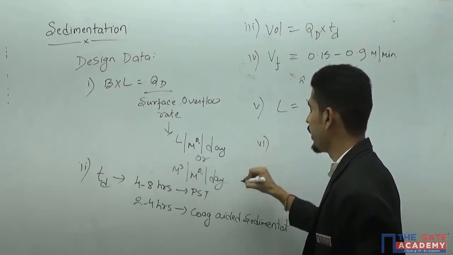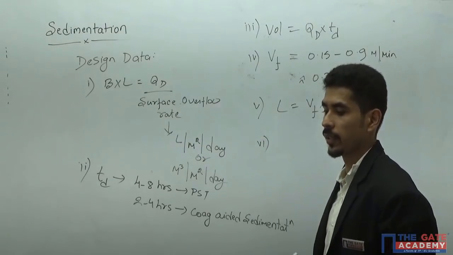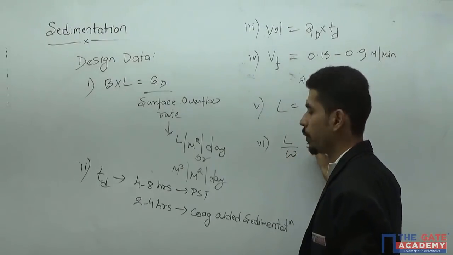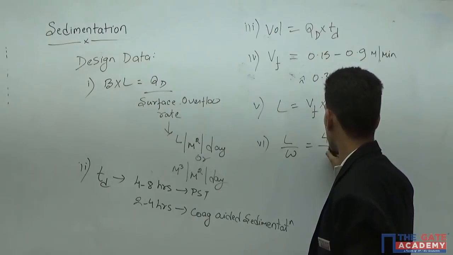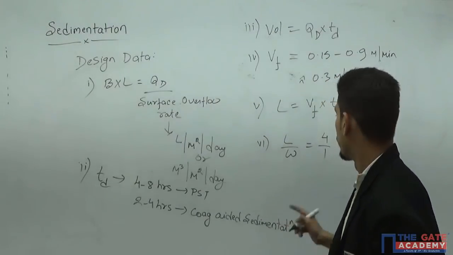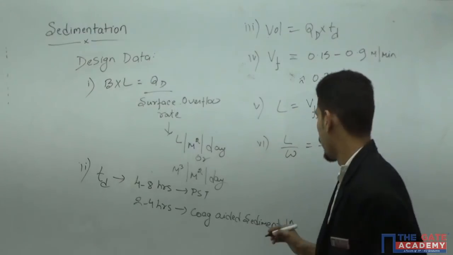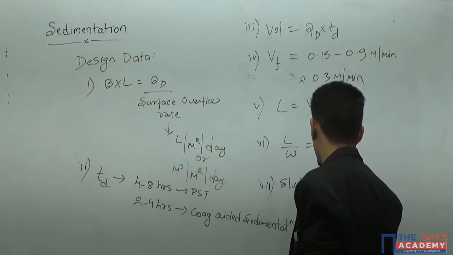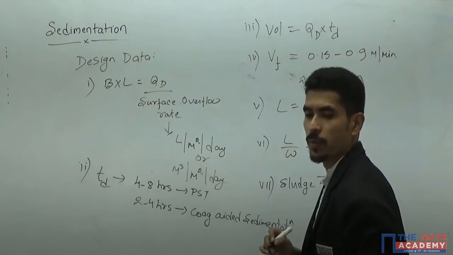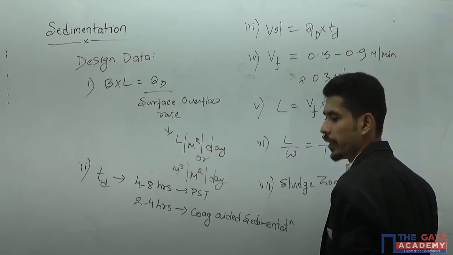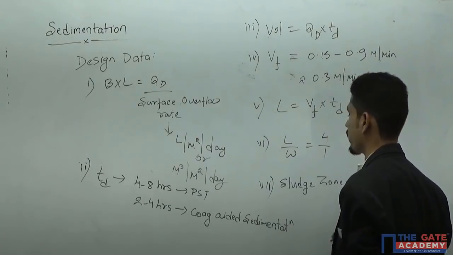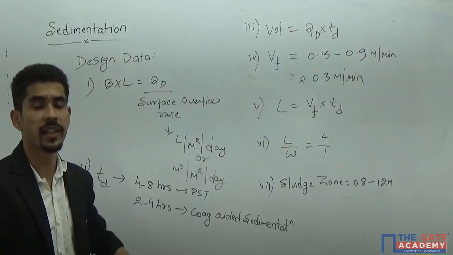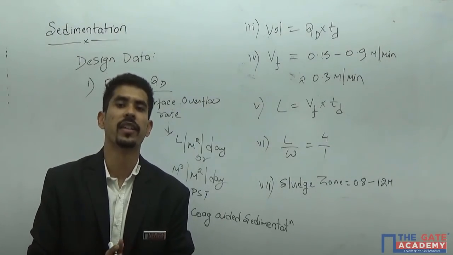The next design parameter is the length to width ratio. L divided by W is equal to 4:1. And last, sludge zone. Sludge zone is provided as 0.8 to 1.2 meters. These are some design values, design data for sedimentation tank.